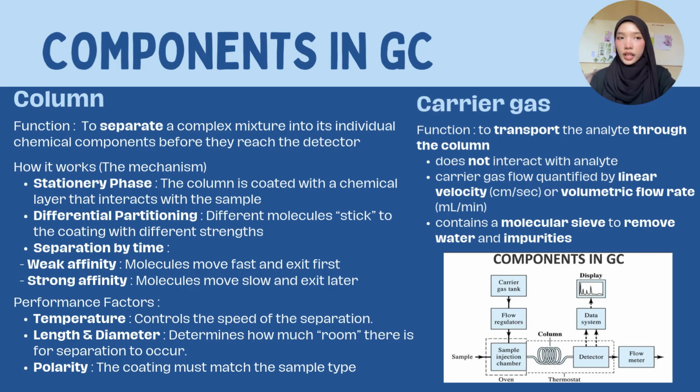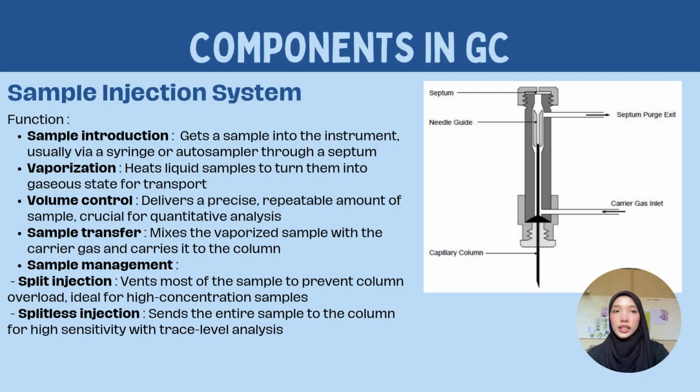They need the carrier gas, which acts as the transport vehicle. The gas must be inert so it doesn't react with the sample. We control the separation by adjusting temperature, the length of the column, and choosing the coating polarity that matches our sample type. The injector is the gatekeeper of the system.